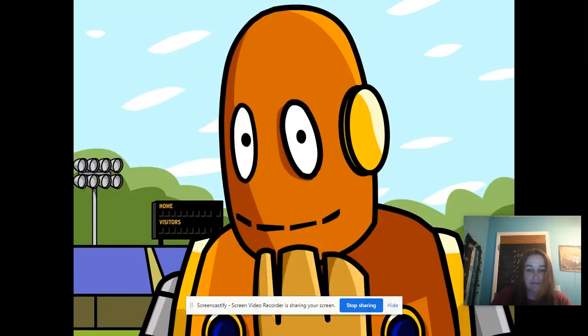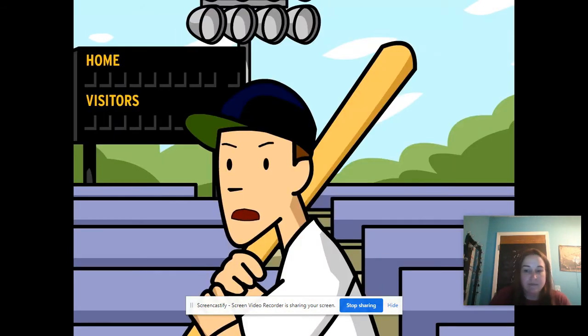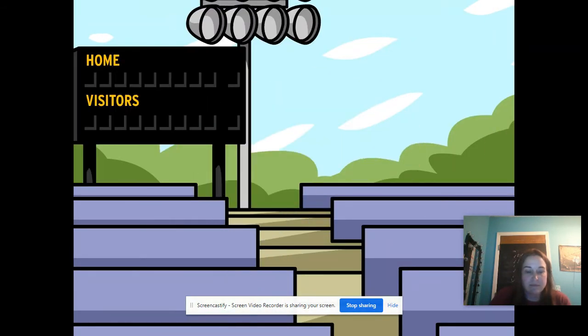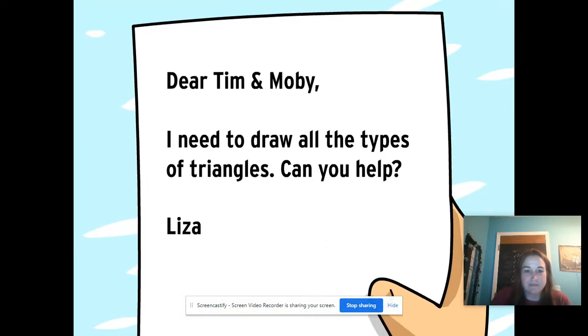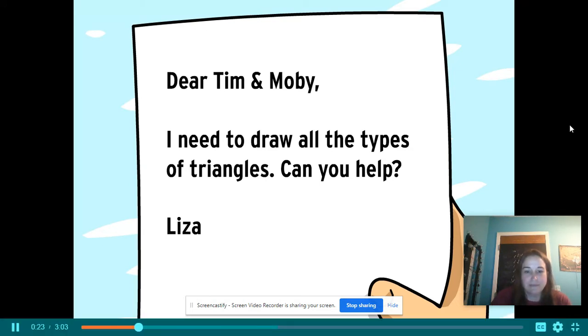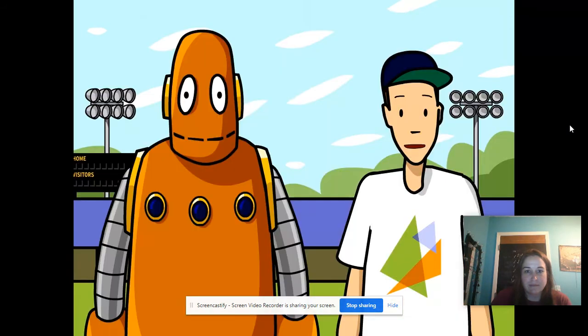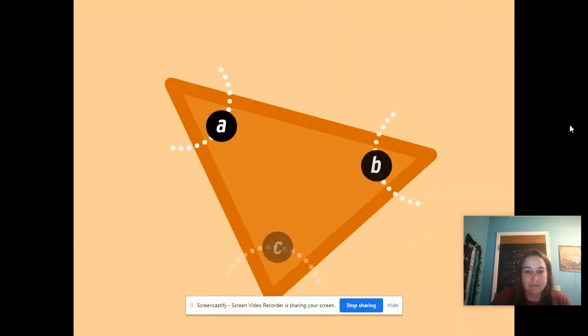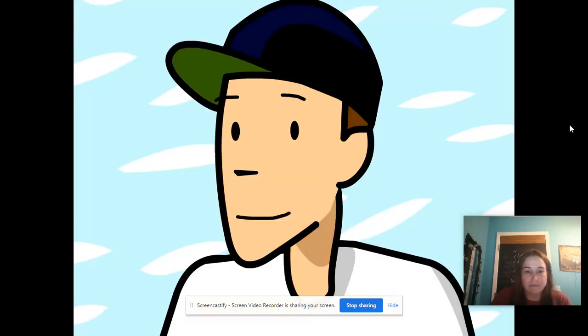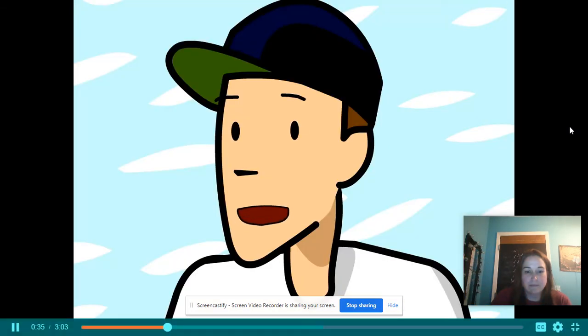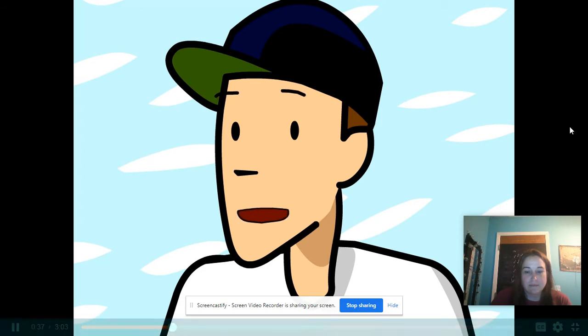Dear Tim and Moby, I need to draw all the types of triangles. Can you help? From Liza. A triangle is any three-sided polygon. A triangle's three angles always add up to 180 degrees. We classify triangles by both their angles and by the lengths of their sides.